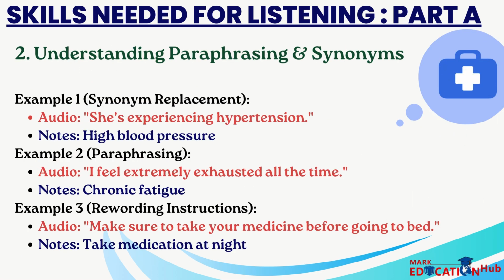Another skill needed in OET listening Part A is understanding paraphrasing and synonyms, which is key to accurately filling in notes. The words in the audio may not match exactly with what appears in the notes. For example, "She's experiencing hypertension" means high blood pressure, and "I feel extremely exhausted all the time" can be noted as chronic fatigue. Similarly, instructions like "take your medicine before bed" may appear as "take medication at night." Developing this skill will help you quickly recognize key details, even when phrased differently.